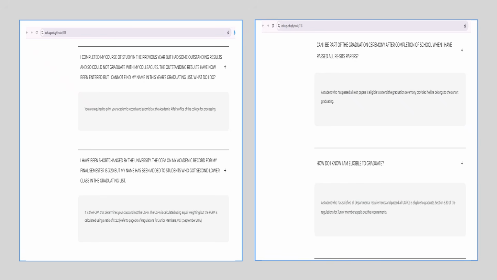I have been short-changed by the university. The CGPA on my academic record for my final semester is 3.20, 3.20.